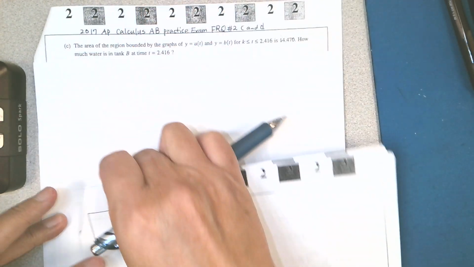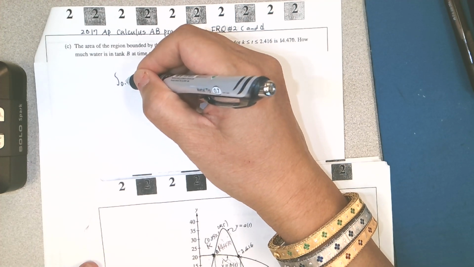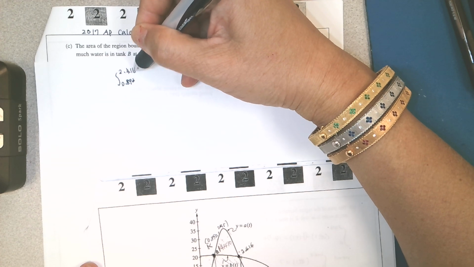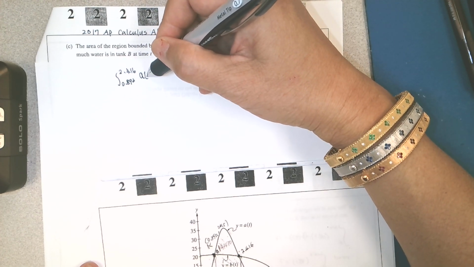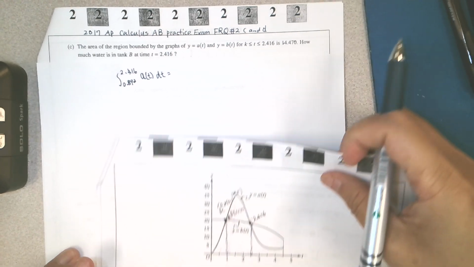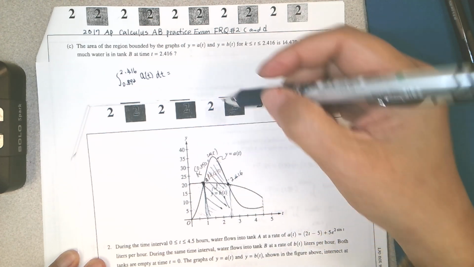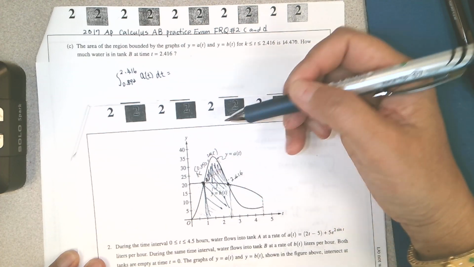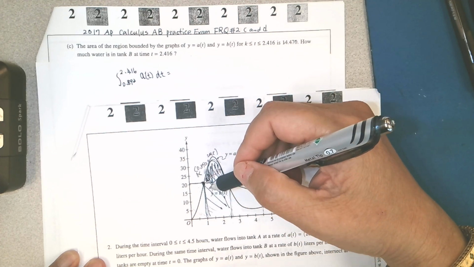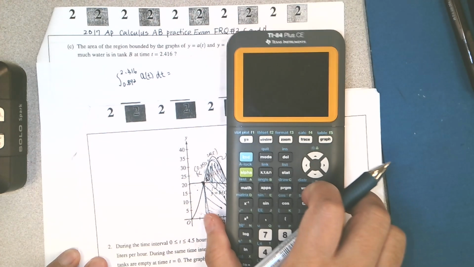That will be the area from k, which is 0.892, to 2.416 of the function A(t) dt, and we can use the calculator to find that. That is the whole area here. After that we subtract 14.470. Then we get this area, and then we add this area.